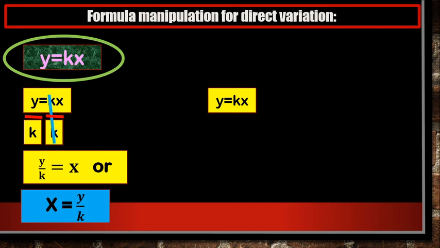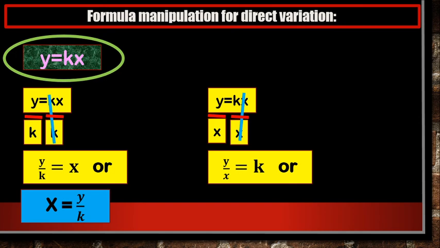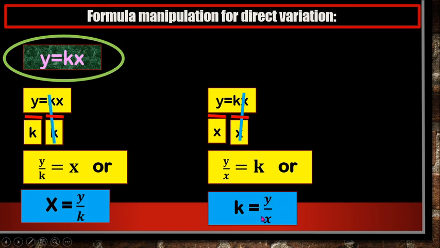Another, y is equal to kx. Now we're going to look for the formula for k. Since we are looking for k, we have to remain k here and eliminate x by dividing both sides by x. Now we can cancel the x here, so we get k, which is y over x, or k is equal to y over x. Now, here is the formula for the constant of variation and for the independent variable x. That's how you're going to manipulate formulas for direct variation. All you have to do is cross multiply, or divide both sides by the variable which you are going to eliminate.